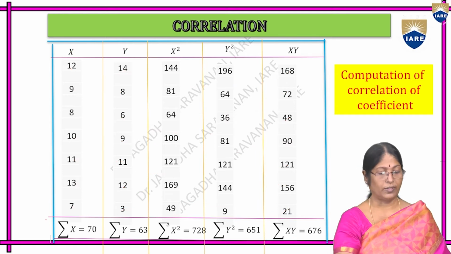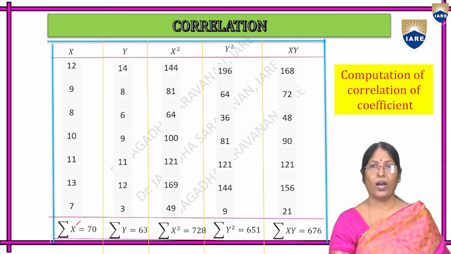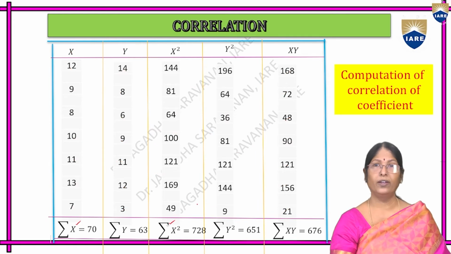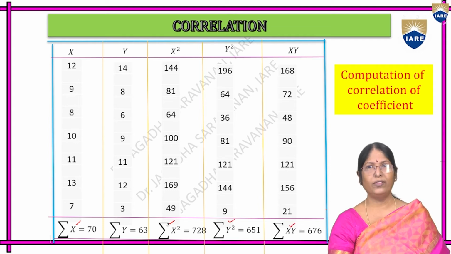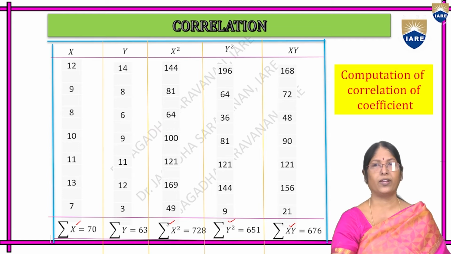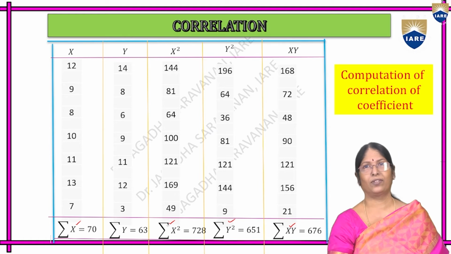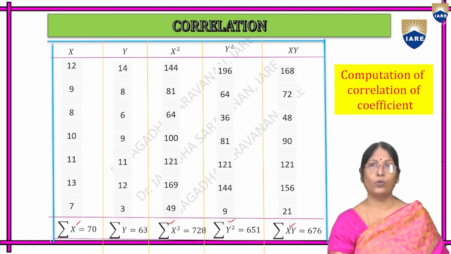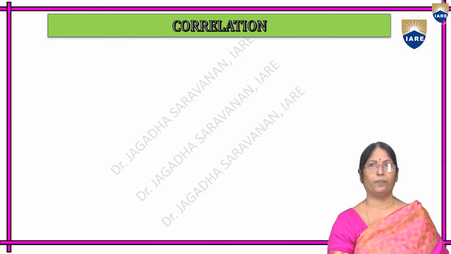676. So summation x, summation y, summation x square, summation y square, summation xy. All these are needed in our Pearson's coefficient of correlation formula. So it is a must that these be found to substitute in the formula.